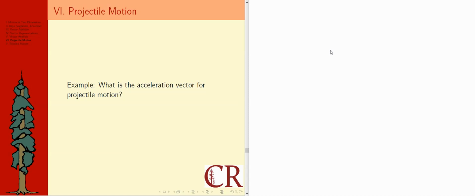What is the acceleration vector for projectile motion? Oh boy, that sounds complicated. There must be some complicated formula for that, right? Because one example of projectile motion might be a projectile that is launched over level ground. So again, we've drawn a picture sort of like this before.